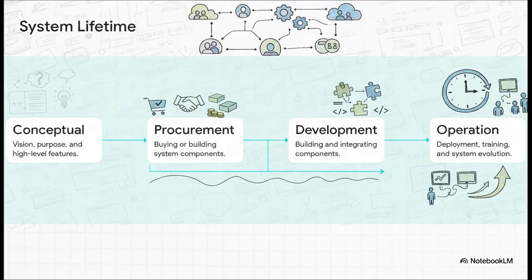And Step 4 is operation. This is normally the longest phase, where the system is deployed, users are trained, and the system evolves over time. So to do a quick micro-recap of this introduction, systems engineering is the holistic process of designing and guiding a system through these 4 overlapping stages, ensuring hardware, software, and humans all work together smoothly.